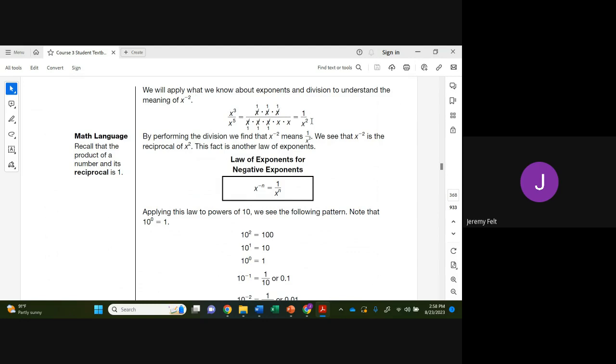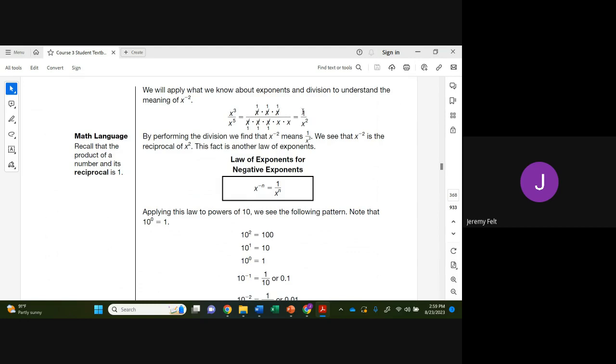So if you do it in your calculator, what's an easy one? We know 2 squared is 4, so 2 to the power of negative 2 equals 0.25, or that's 1/4. Okay, so 2 to the power of negative 2 doesn't make it negative 4 or anything like that. It's just the reciprocal. So 1 over 2 squared.